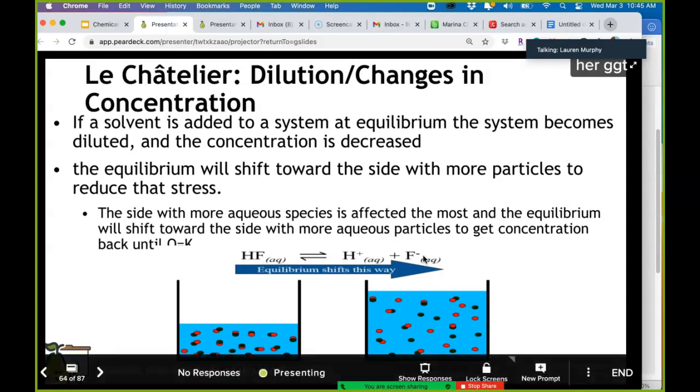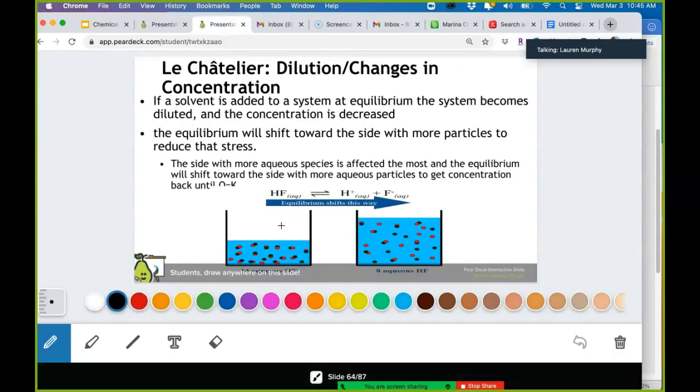So if this is my equilibrium, HF making H plus and F minus, the left side of the arrow has one aqueous species and the right side of the arrow has two. 1, 2. So during dilution, anything that's aqueous does get diluted. It's not like only one thing gets diluted. Everything that is aqueous gets diluted.